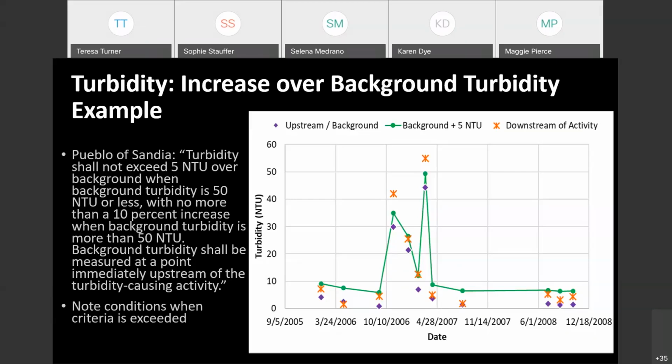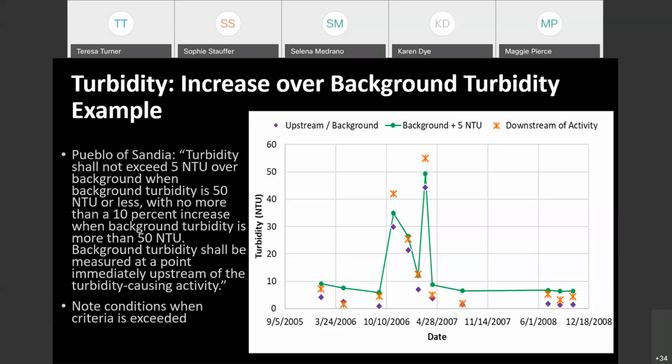So this figure on this slide, the purple diamonds represent the upstream or background data. And we can look at where those fall. And sorry, we have turbidity on the y-axis and time in terms of days on the x-axis. And all our purple diamonds are falling below 50 NTU turbidity. So what that's letting me know is, okay, it's just this first prong that applies, this 5 NTU over background.